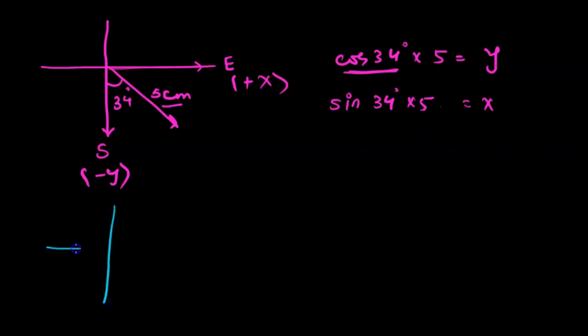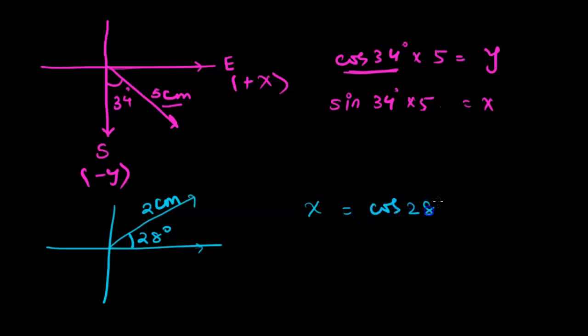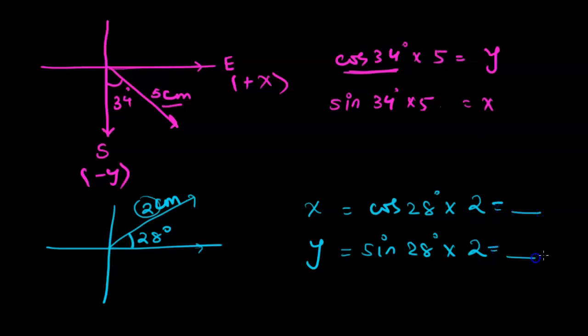So whatever side the angle is joined, that side is always cosine of the angle times the magnitude. Similarly, if we have the angle joined to the x-axis, let's say this is 28 degrees and the vector magnitude is 2 centimeters. Now we see the angle is joined to the x-axis, so the x component will be equal to cos 28 times the magnitude, which is 2. The y component will be sine 28 times the magnitude. And then you can put this on the calculator and see what the value is.